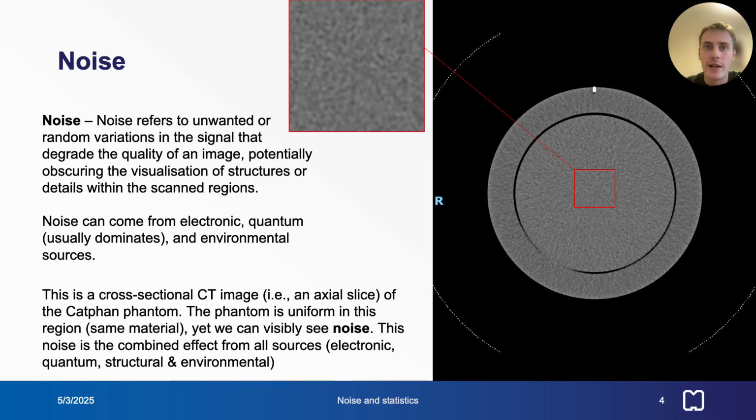The image on the right is an axial CT slice of our cat phantom. This region of the phantom was designed and built to be uniform. However, we can see from this image that there is noise. The pixels are not all of the same value or brightness. There is variation due to noise. This noise is the combined effect from all the sources, including electronic, quantum, structural, and environmental.